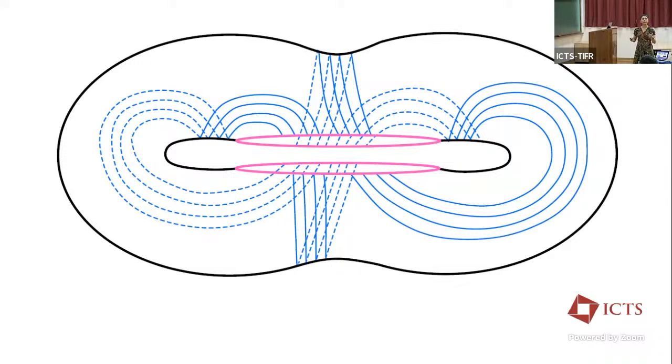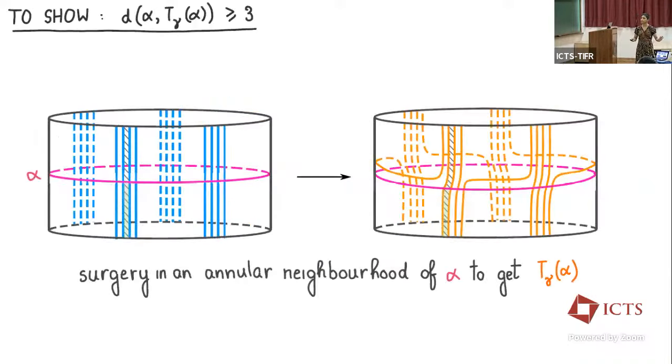Because gamma and alpha fill, and these are just parallel copies of gamma, we have the main octagons here, and here, because of the 4 copies, we'll have a few rectangles. So outside the annular neighborhood, we have now just disks. In the annular neighborhood, let's look at what happens.